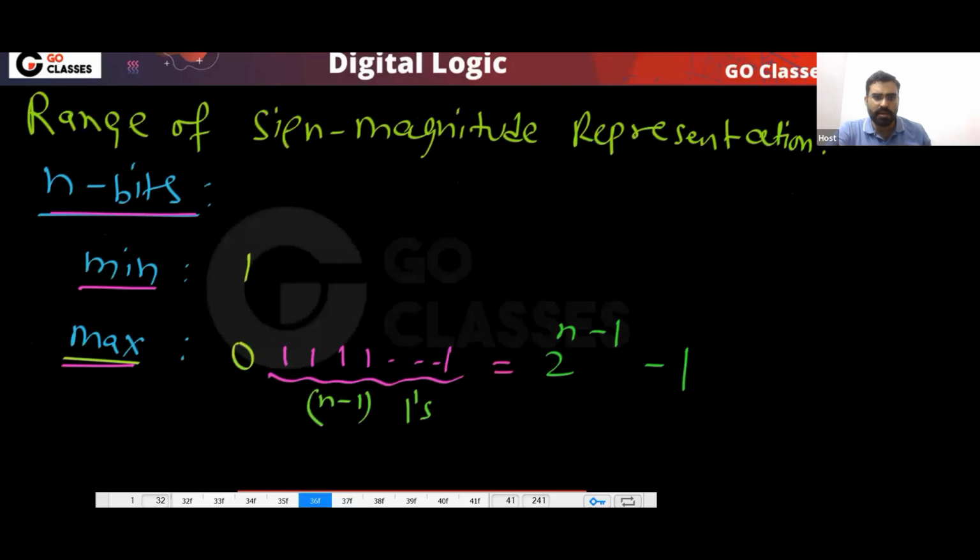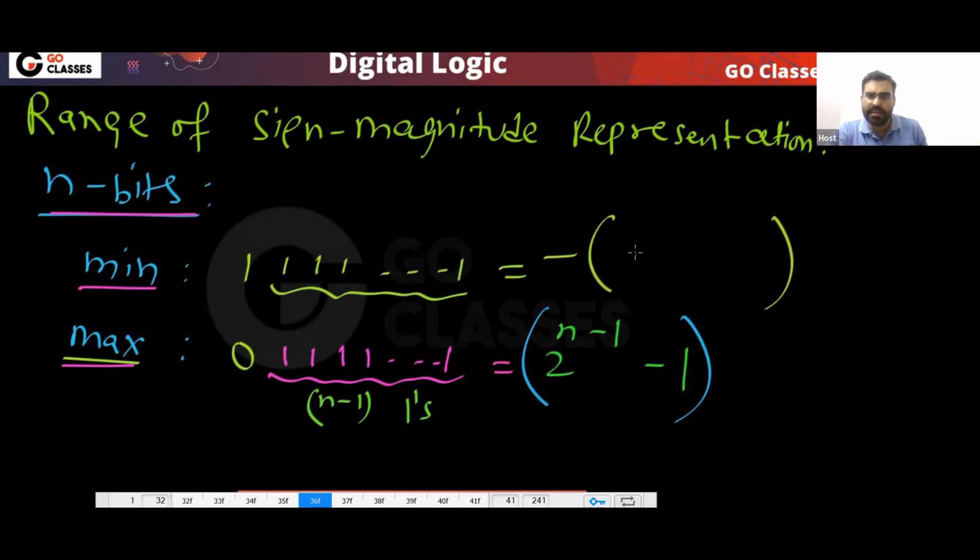So finally, the maximum you can create is 2 power n minus 1 minus 1. And the minimum you can create is negative. Here again you will put all the ones, and this will give you the minimum. So the minimum you can create is negative of 2 power n minus 1 minus 1.